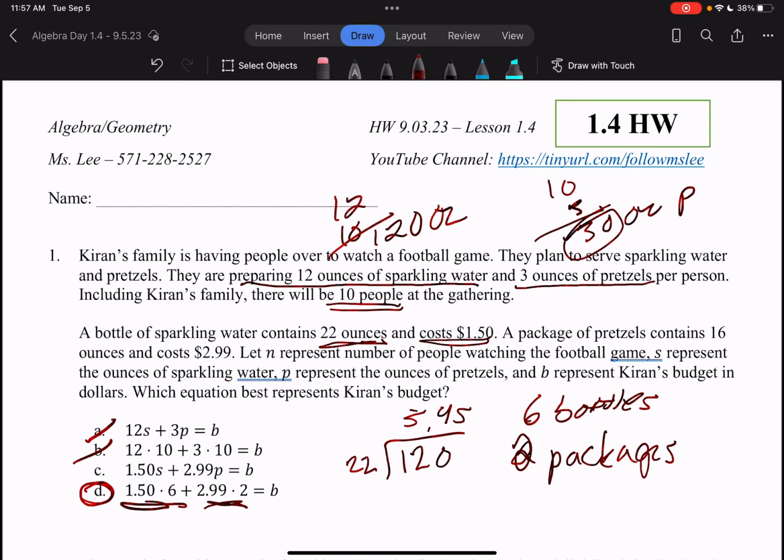And then letter C finally has some money, but that's 150 times S times the ounces of sparkling water. And we're not paying 150 an ounce. That would be very expensive for water. So 150 an ounce doesn't make sense. So we can eliminate C, leaving us with our best option, D.